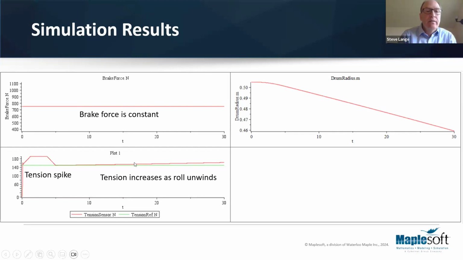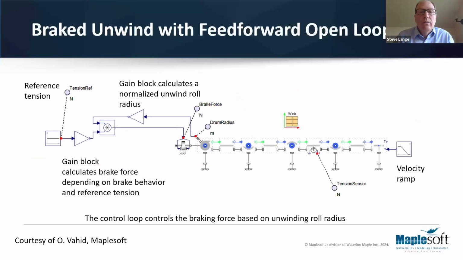Now the plot we care most about is the tension plot in this particular system. And you see there was this 5-second ramp at the beginning, and that leads to a tension spike in that particular span. And then we have our reference tension here, but we notice that the actual web tension in that span is gradually increasing as the roll unwinds, which is not what we want. We would like it to stay constant, but we have no control in this system just yet. So what can we do?